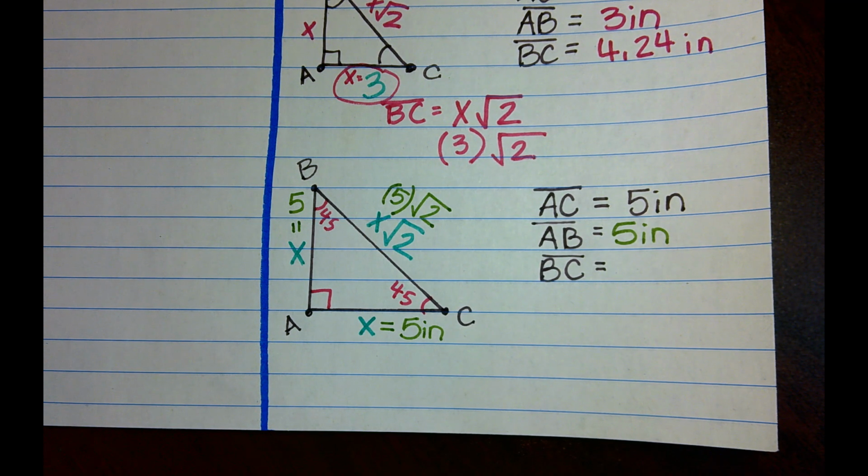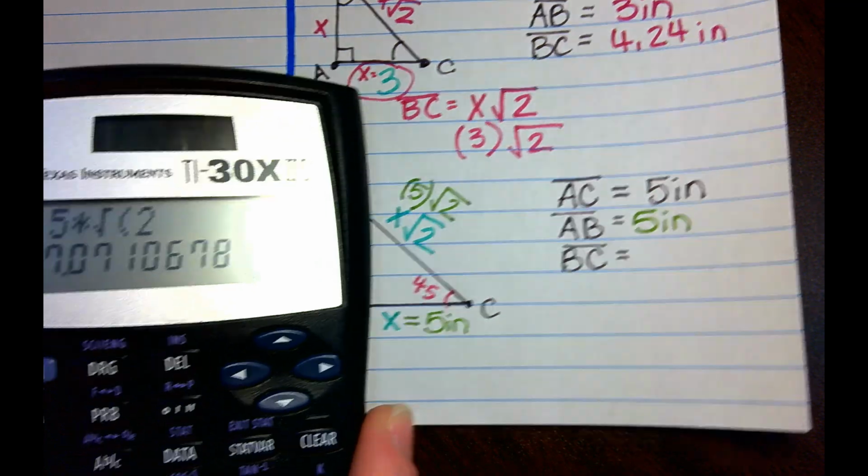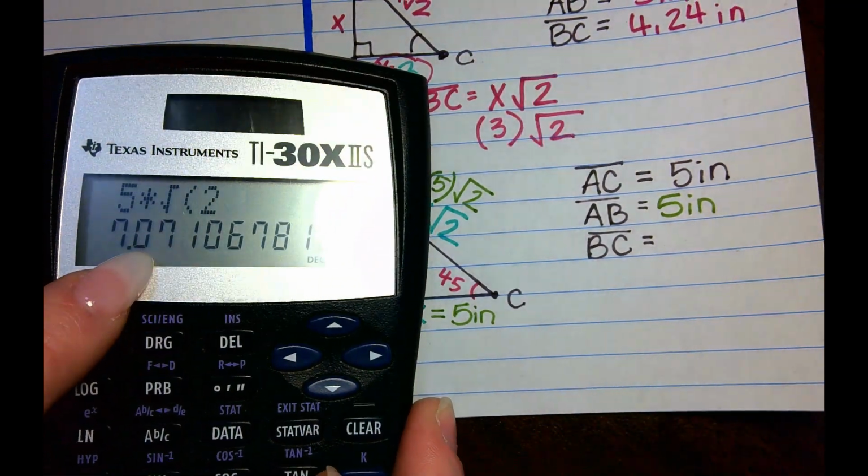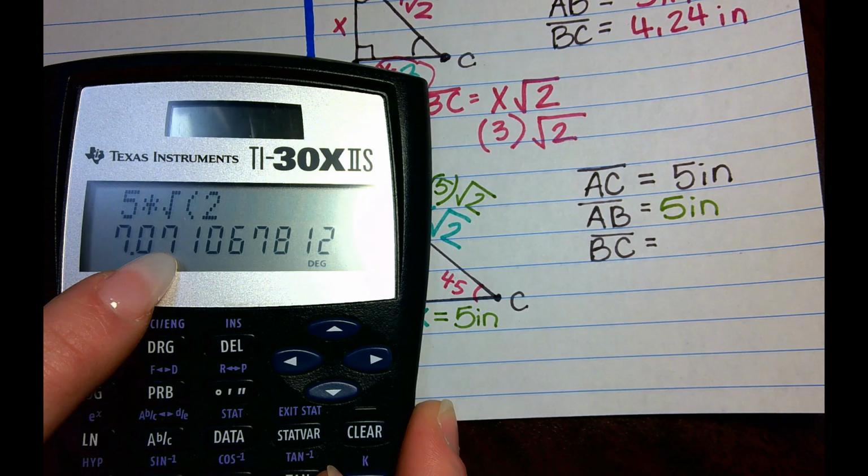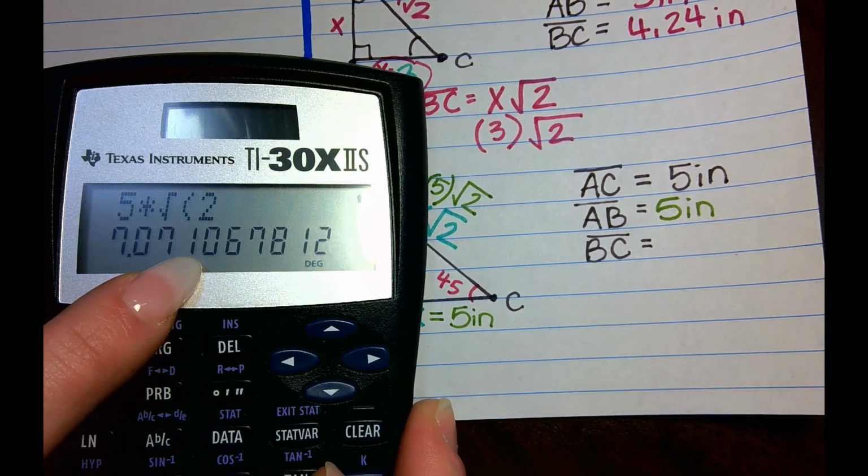7.07. Is that what y'all got? Yes. Would you round it up? This one doesn't need to be rounded, because the digit after 7 is 1. So it wouldn't go up.